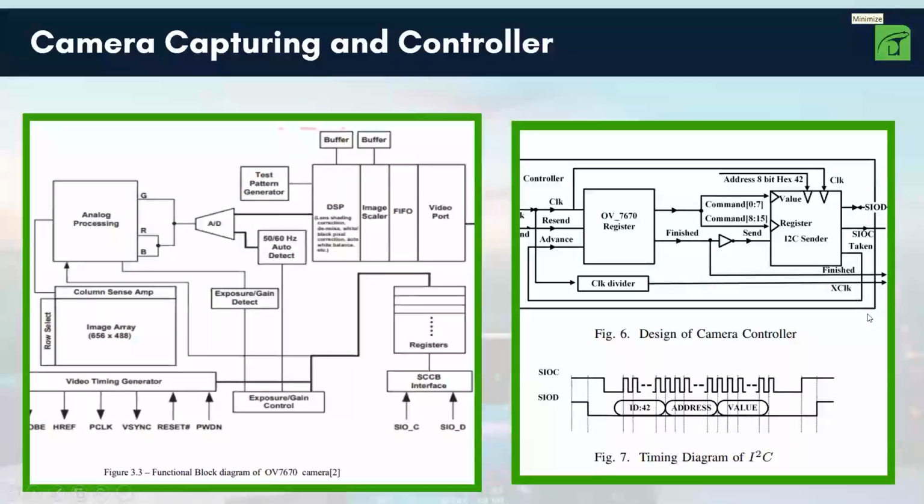You may see the timing diagram of my I2C settings, SIOC and SIOD, the serial clock and serial data. For every clock, we first latch the slave address. The slave address for my I2C setting is 42. The address of the register you want to write is latched in the second part, and the third part contains the value you expect in that I2C register.